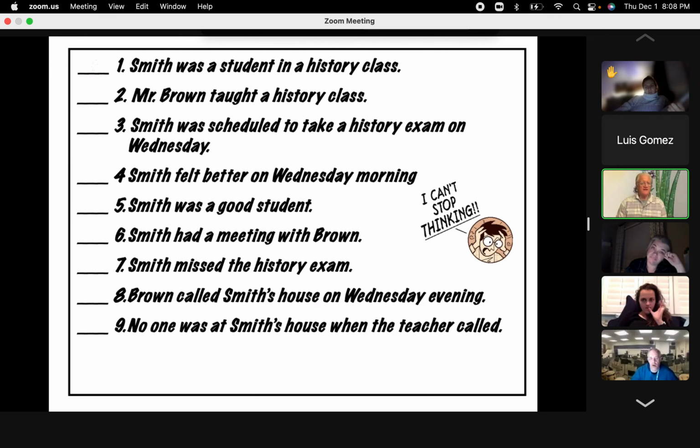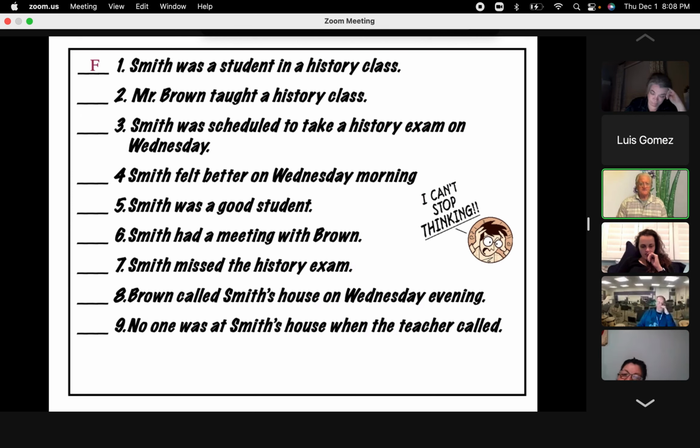Okay, I think we can agree on that. That's going to be a fact. Now, as we discussed in our groups, the statement Mr. Brown taught a history class is going to be an inference because it doesn't specifically state in the paragraph that Mr. Brown taught the class. We don't know if Brown is another student, if Brown is a Miss or a Mrs., a Mr., or if it's even Brown University.